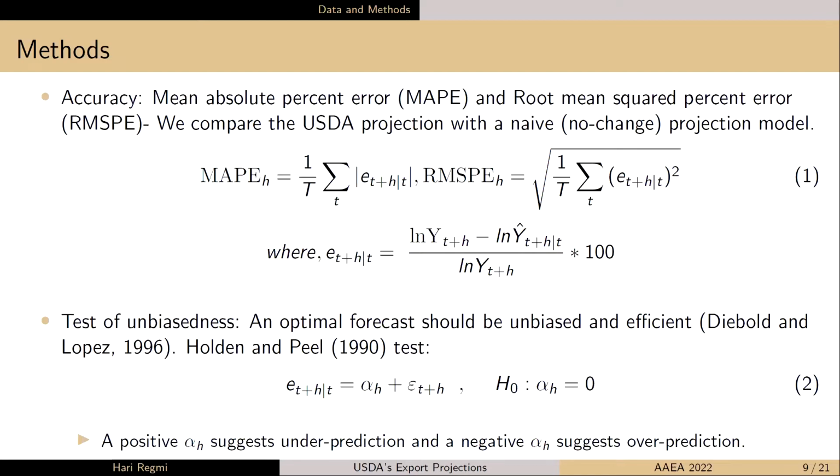Available at the time of forecast. So I use the Holden and Peel test, in which forecast error is regressed on some unknown constant, and I set the restriction for the alpha. If alpha is different than 0, the forecast is considered not optimal. A positive alpha suggests under bias, that is downward bias, that is under prediction, and negative alpha suggests over predictions.